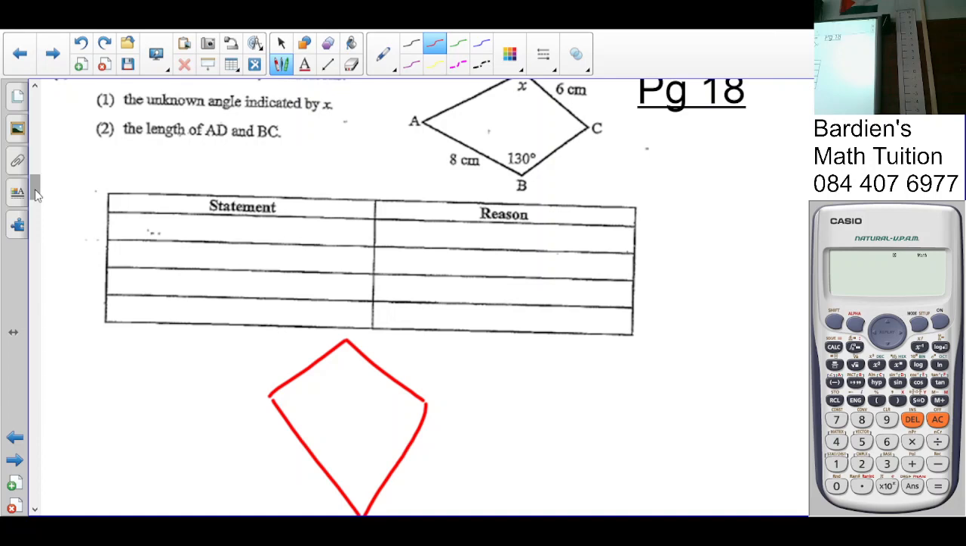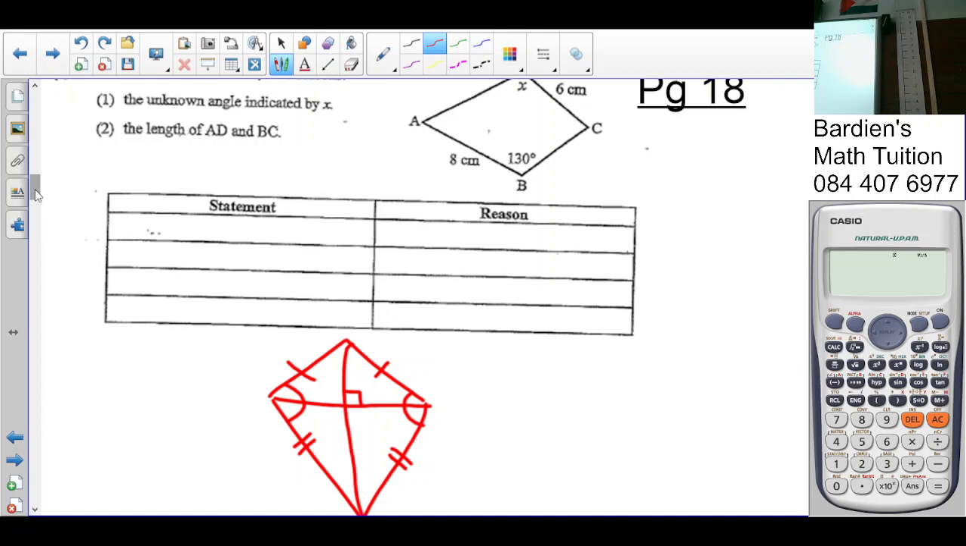Okay. People, 5 properties of a kite. Diagonals cut at 90 degrees. 2 pairs of adjacent sides equal. Another one. Nice. 1 pair of opposite angles are equal in a kite. And it's those 2.